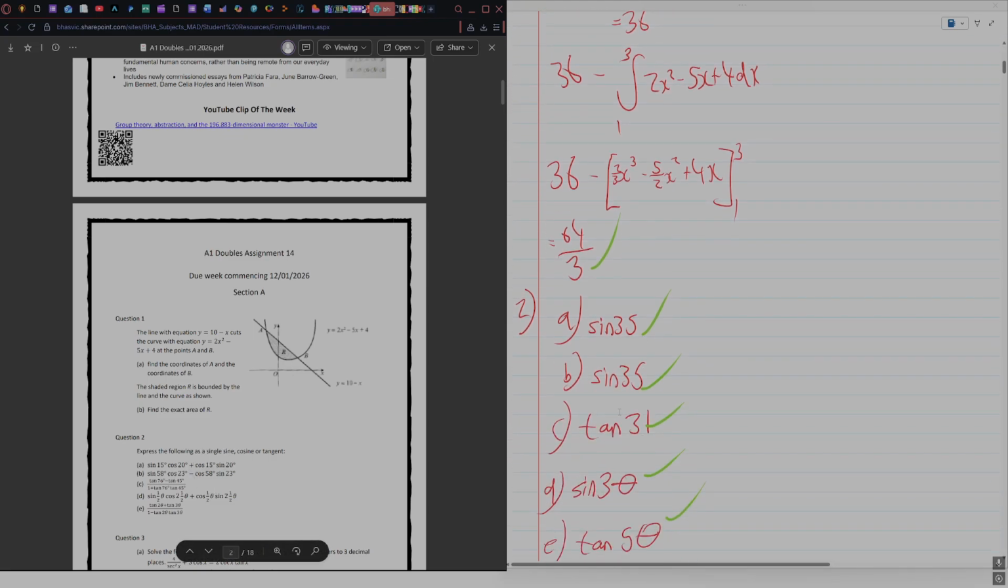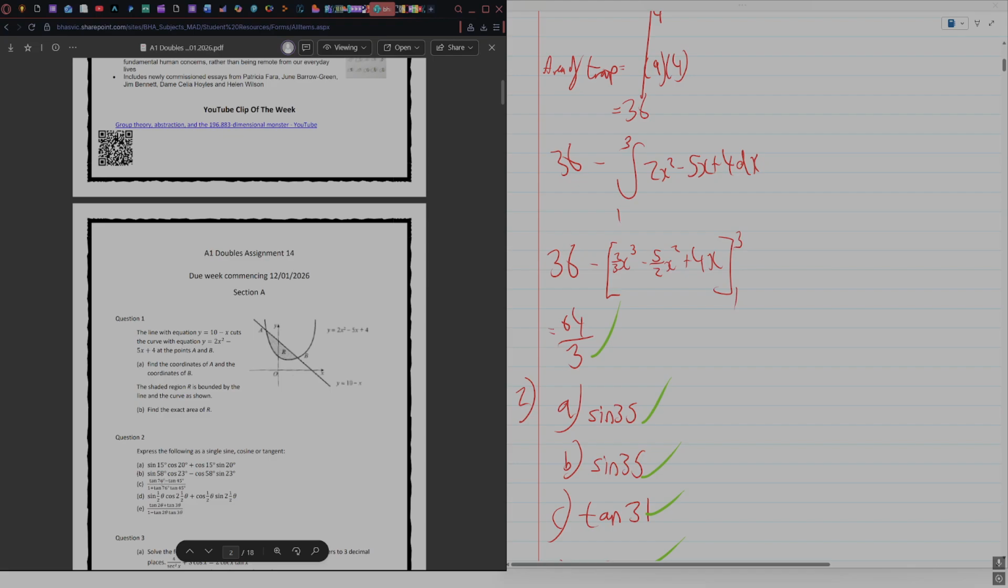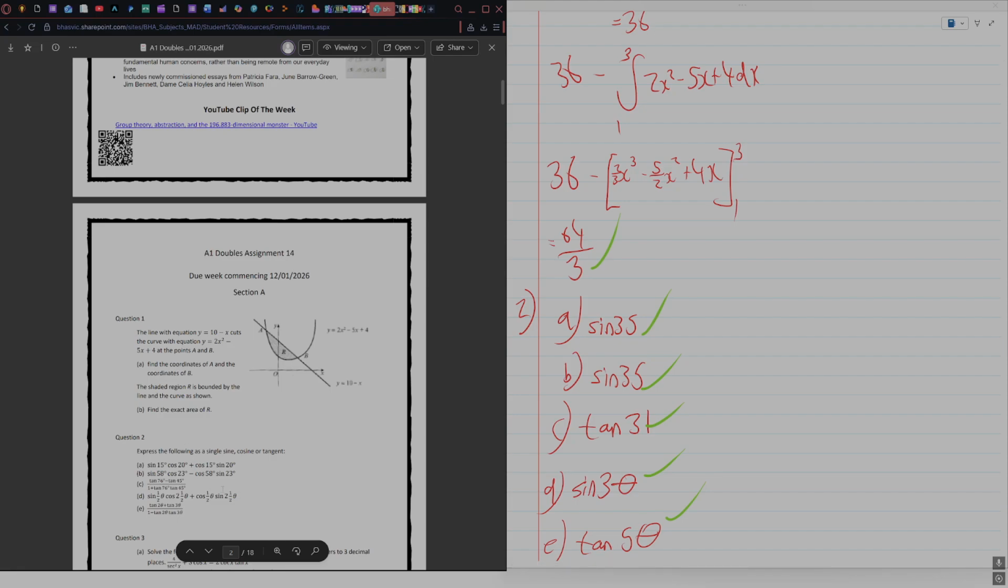This one, the way that you remember the tan one is that it's sine over cos. So when it's positive, it's plus over minus. When it's negative, it's minus over plus. So here you take them away because it's minus over plus. For this one, it's just the normal sine one, so you add them. And then for this one, it's plus and minus, so you add them.